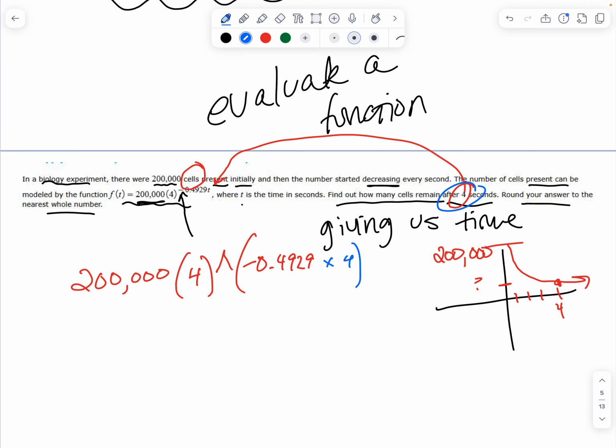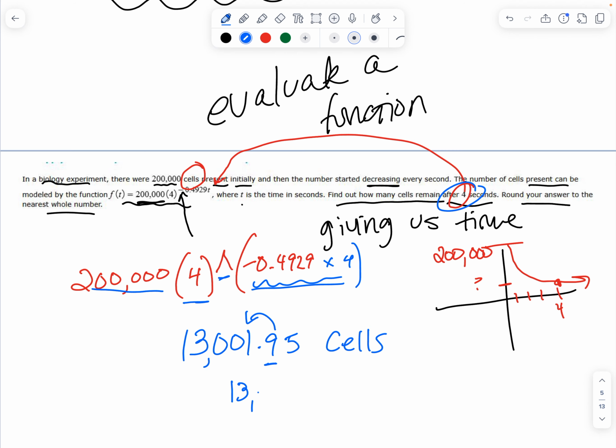Okay. So in some calculators, and it really is going to depend on what kind of calculator you have, you may have to do the 4 raised up to this first. You might even have to do this first, then have 4 raised up to that, and then multiply by 200,000. What you'll come up with, if your calculator is playing nicely with you in the sandbox, is 13,001.95 cells. And they want us to round to the nearest whole number.